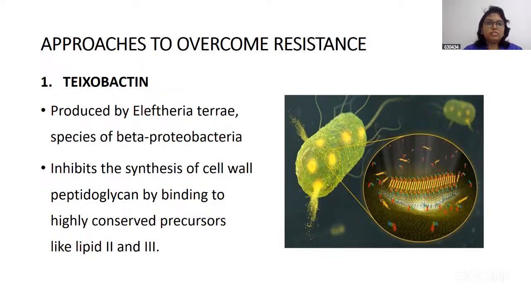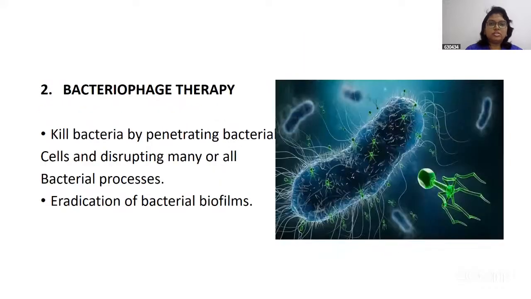So one is teixobactin, which is produced by a bacterium, Eleftheria terrae, which is a species of beta-proteobacteria. Again, it inhibits the cell wall peptidoglycan. It binds to precursors like lipid II and lipid III and in the studies is very effective against MRSA, VRE, and all other gram-positive organisms, and also some gram-negative coverage has been seen.